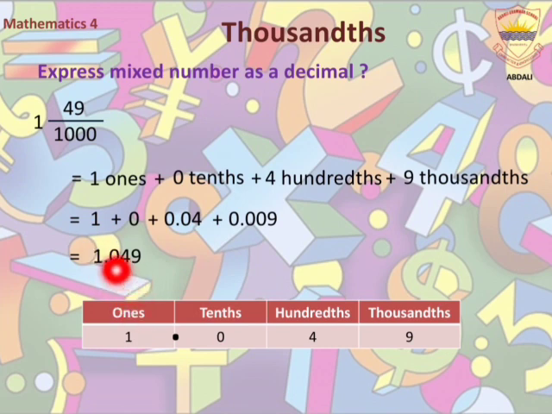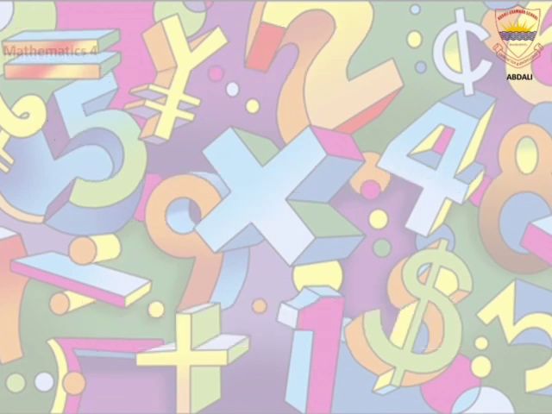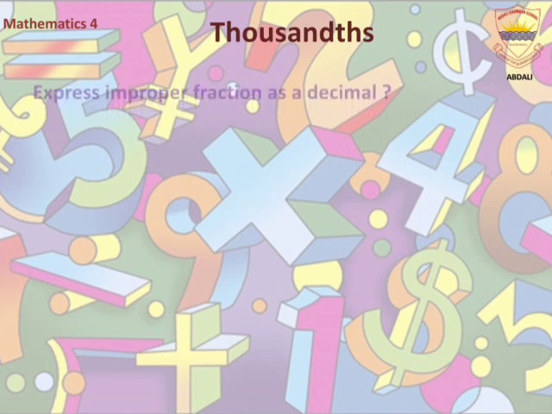We write 1 under ones, we write a decimal point, and after the decimal point we write 0 under tens, 4 under hundreds, 9 under thousands. Now student, let's start to solve our third question.